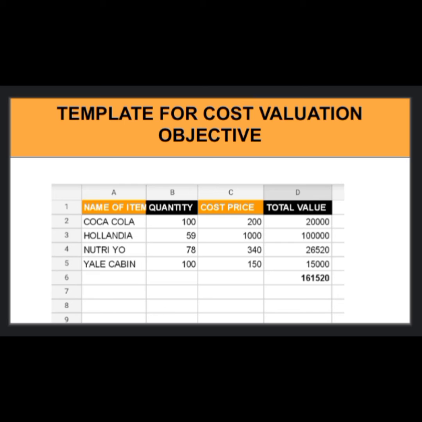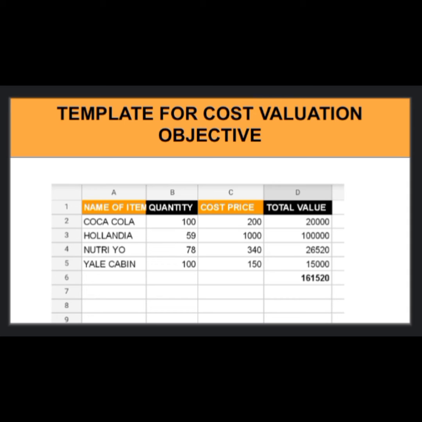We also have Yearly Cabin. We have 100 pieces of it. Each one was bought for 150. 150 by 100, and you see the value. All right. So this is just an example, but your major focus is in getting your template right.